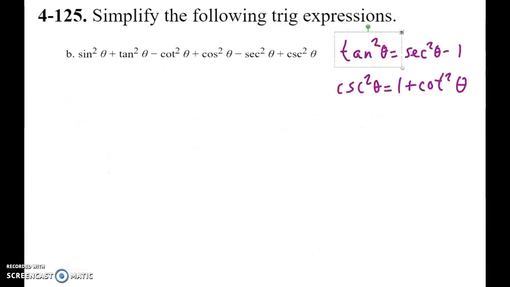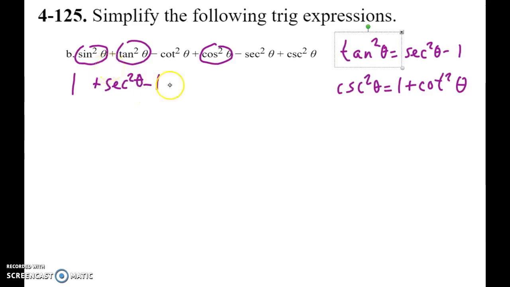And 125 part B. First off, I see that I've got sine squared and cosine squared, and so I'm going to take those two and add them together and make that 1, because we know, according to the Pythagorean identity, sine squared plus cosine squared is 1. Next, I already wrote out the critical and useful Pythagorean identities over here, so I'm going to take tangent out and replace it with secant squared theta minus 1.